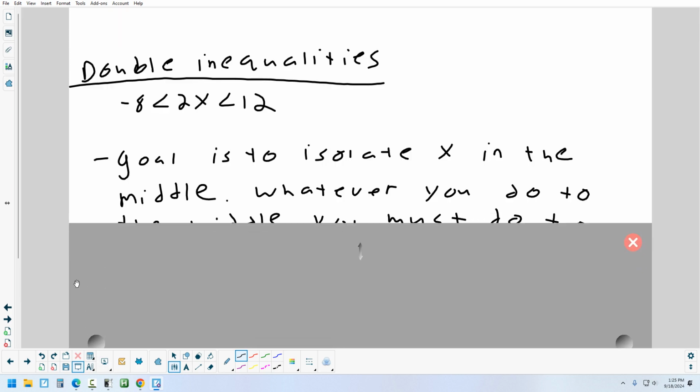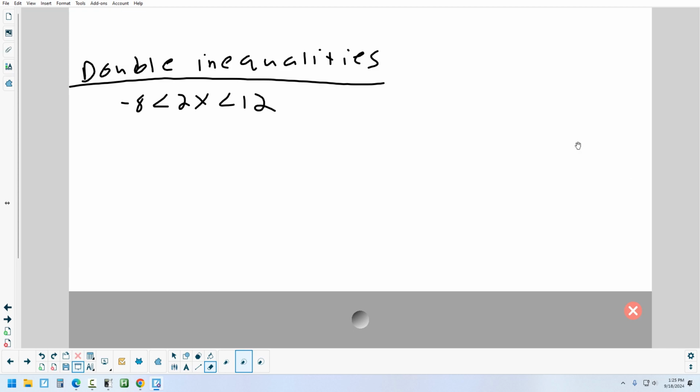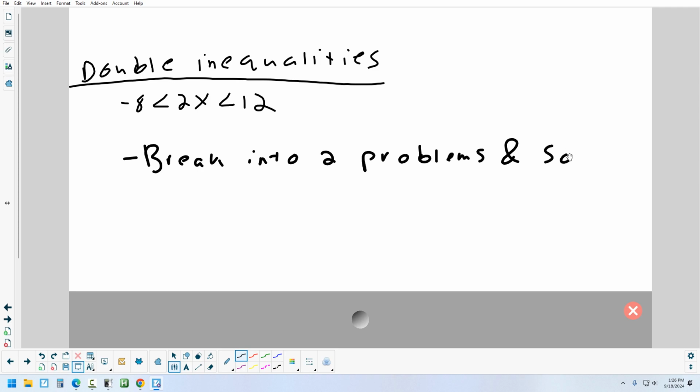All right, so a double inequality. Let's look at this one. The way you solve an inequality like that for x is you need to break it apart. Break into 2 problems and solve. Let me show you what the 2 problems are. There's one that I just put a box around. So you're going to write that one down. There's 2. So we write each of those separate, and we solve each one.